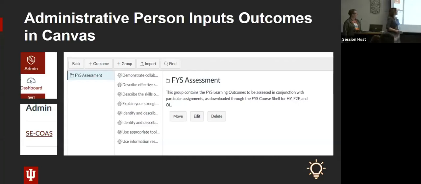So in this case, this is our first year seminar assessment, and then all of the outcomes are here. So what makes these different and how they're labeled differently than a standard rubric criterion is that you'll see this bullseye target. So that indicates that that is collecting outcomes data. It's not just grading an assignment. So once those are built, they will be accessible to anyone whose class within Canvas falls in this node.